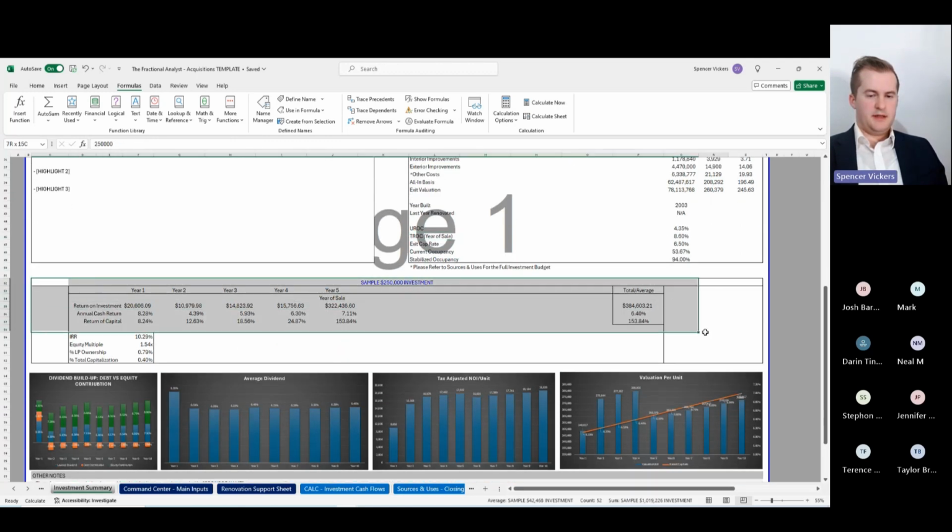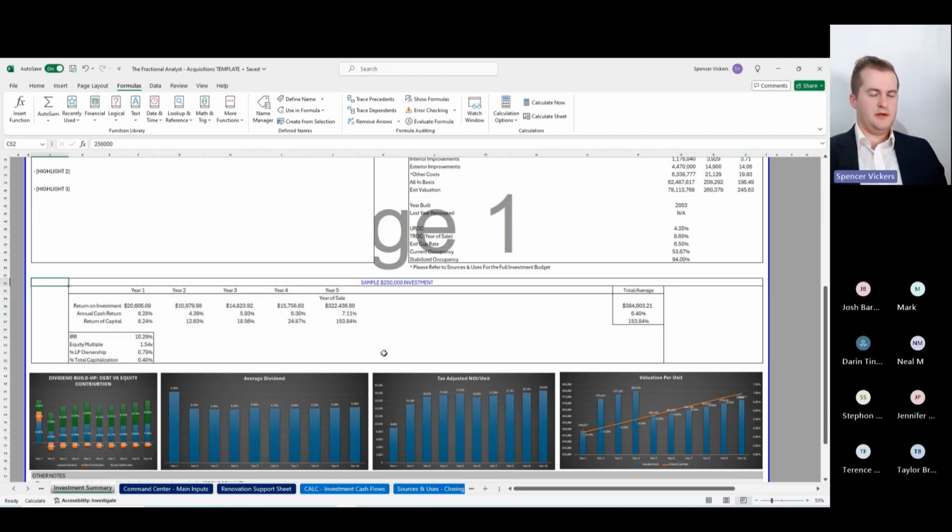This down here is a sample investment cut sheet. Depending on how much someone is willing to invest with you, maybe that's 250,000, maybe that's 25,000, whatever, you can change this amount here, and it's going to show the distributions to that investor based on their contribution, their cash return, and then their return of capital, and then their investment metrics: IRR, multiple on equity, their ownership in the LP entity, and their percentage of the total capitalization.